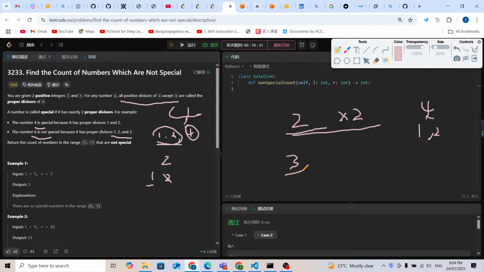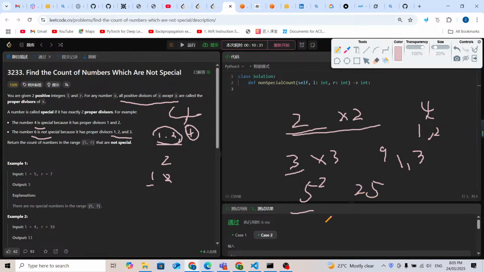What about 3? 3 is a prime number, so 3 times 3 is 9. The number 9 has the factors 1 and 3, which we call proper divisors. These are just some of the definitions according to the problem. So according to our guess, if a number is prime, the square of this number is going to be a special number.